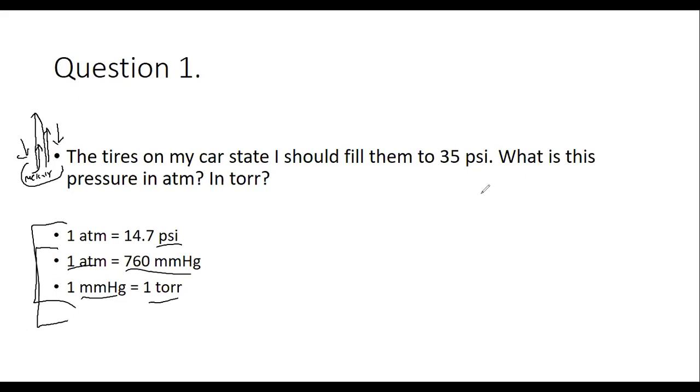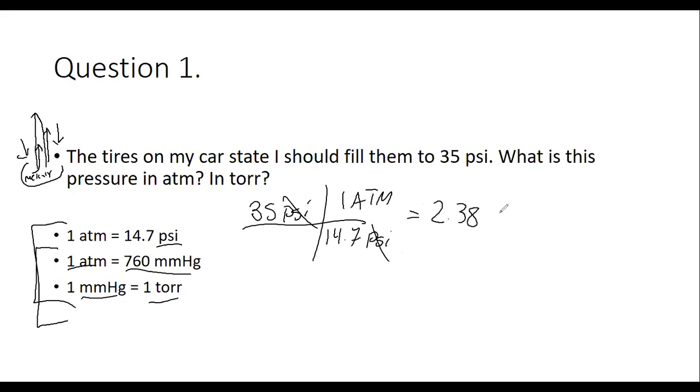Okay, so we've done plenty of conversions in this class. Hopefully we're quite comfortable with them now. If I have 35 PSI, there's 14.7 PSI in 1 atmosphere. Units of PSI cancel out. I'm left with a unit of atmosphere, which is 2.38 atmospheres. But let's look at our sig figs. 35 has 2 sig figs, so our answer should have 2 sig figs, so 2.4 atmospheres.